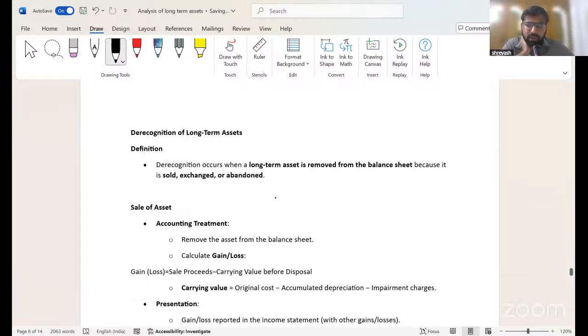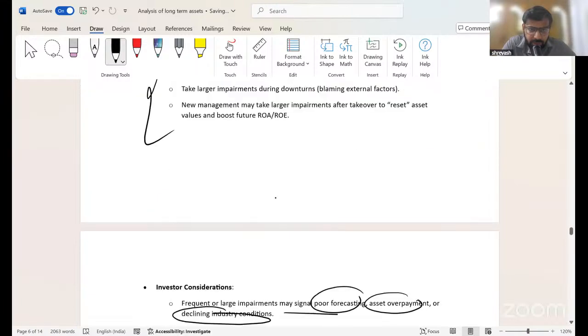Sir, at the start of impairment, you started discussing something called derecognition. Okay. Sir, but should we look at impairment once again?